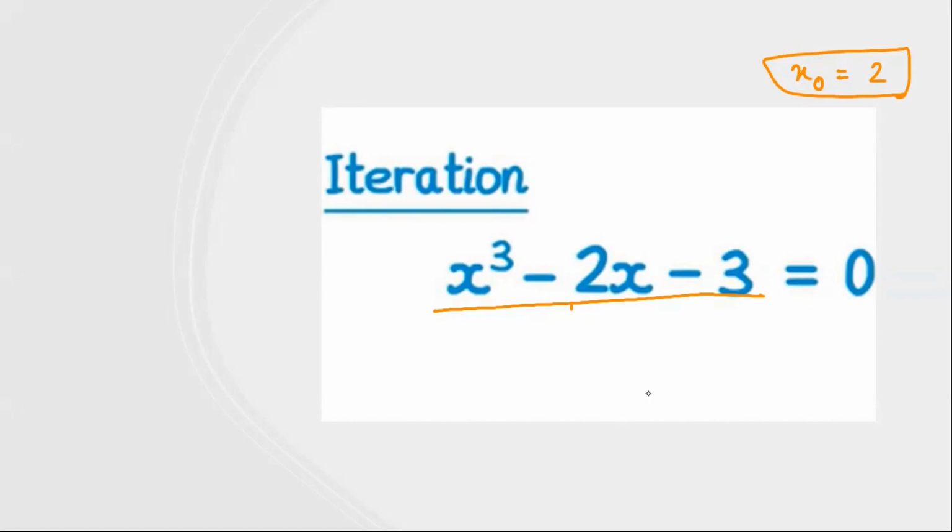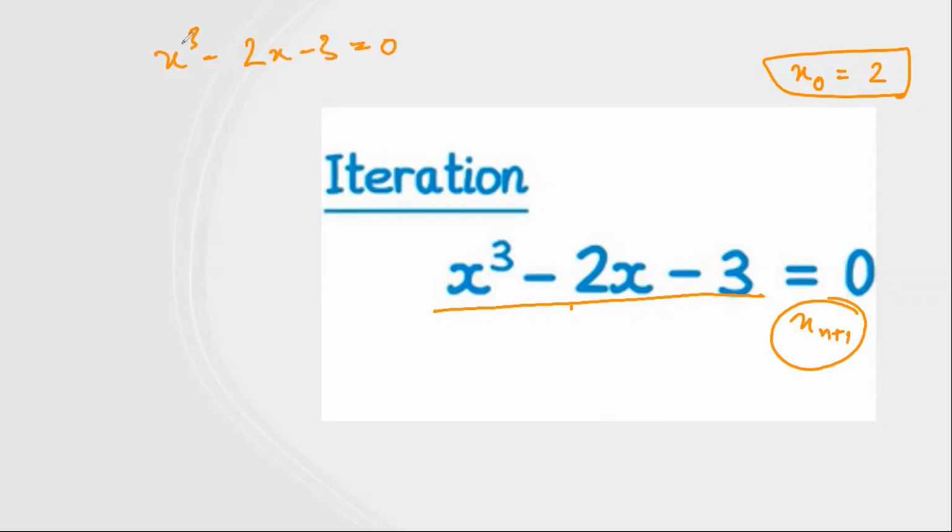See, what I showed you in the general formula is that x of n plus 1 is on the left hand side. So I want x of n plus 1 on the left hand side. So how will we make it? We know that this is x cube minus 2x minus 3 equals 0.